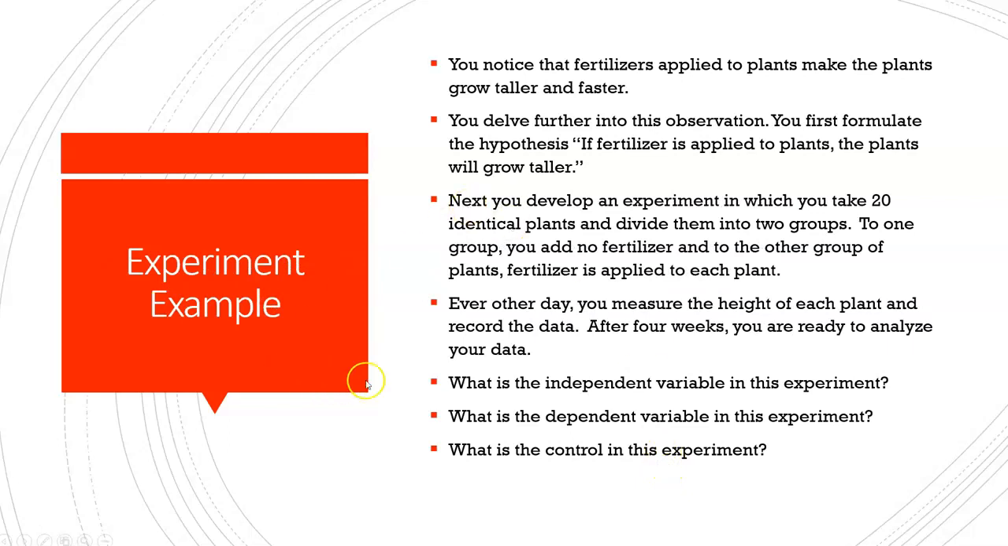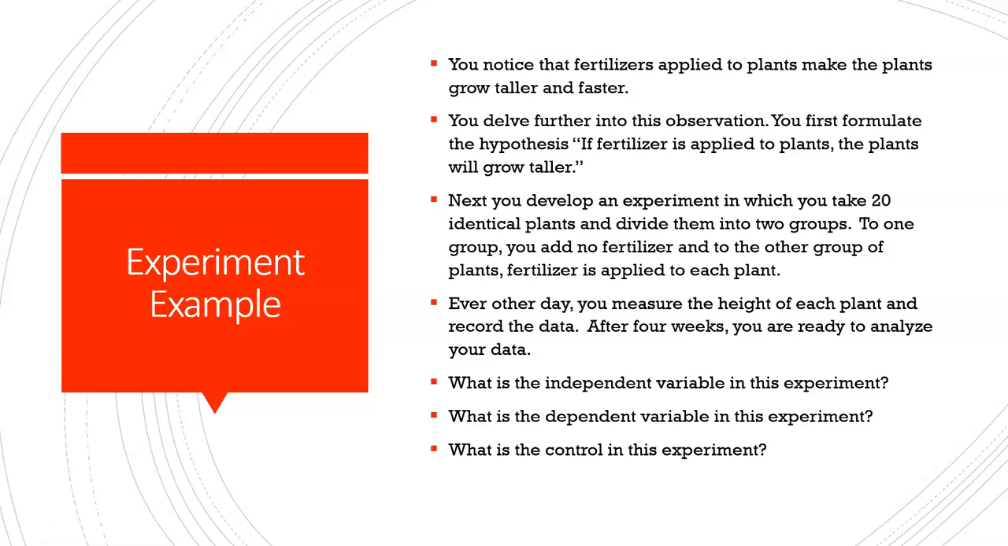Alright, so here's an example of an experiment. So you notice that fertilizer applied to plants seems to make the plants grow taller and faster. So you delve further into it. First you formulate the hypothesis. If fertilizer is applied to plants, the plants grow taller. Next you develop an experiment in which you take 20 identical plants and divide them into two groups. The one group you add no fertilizer, and the other group you add fertilizer to each plant.